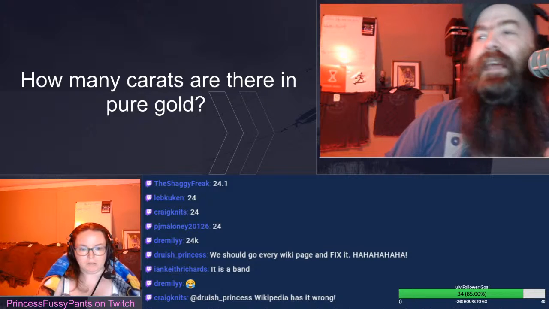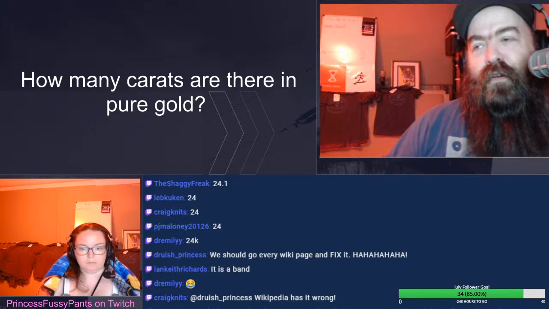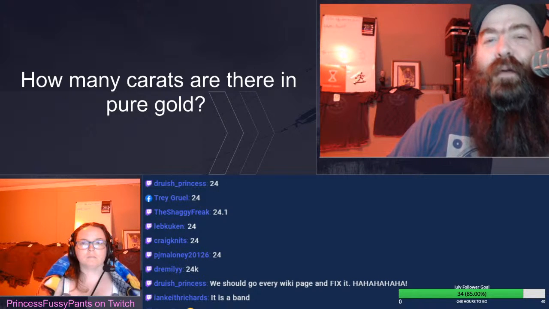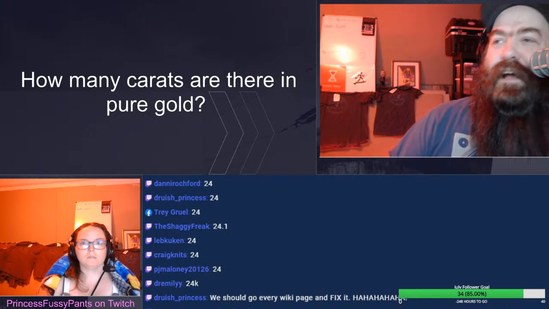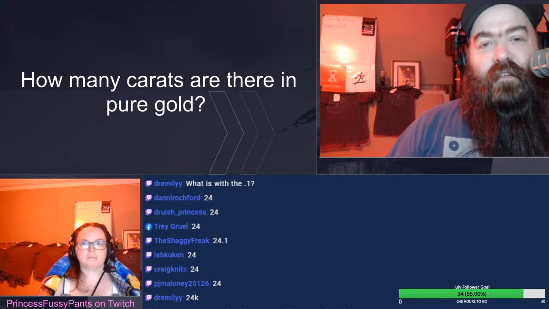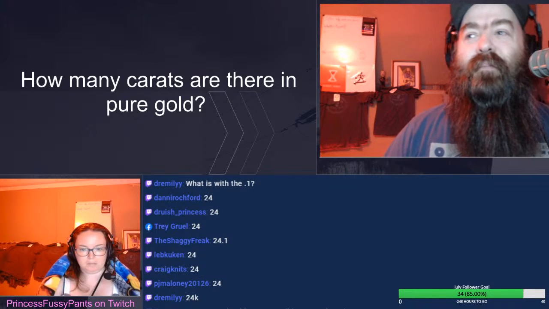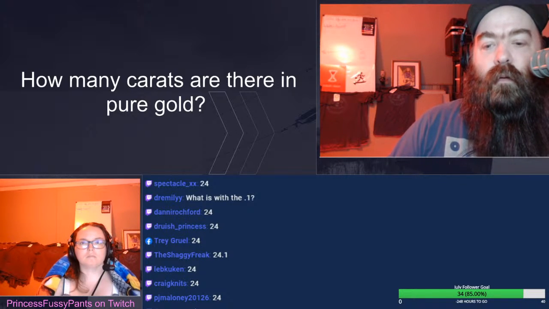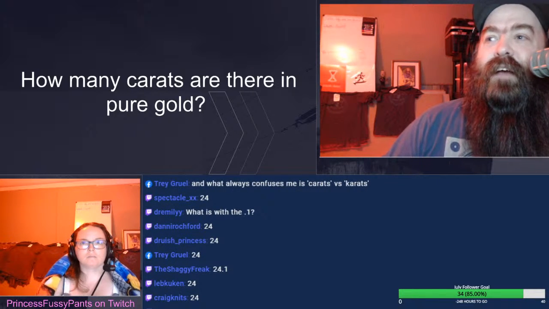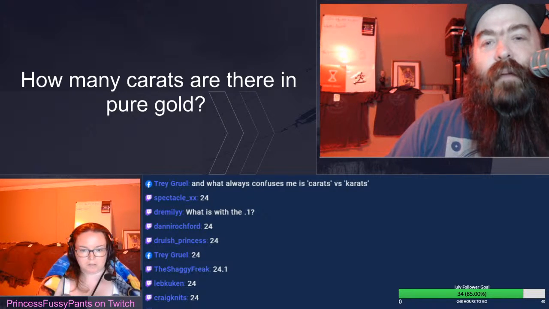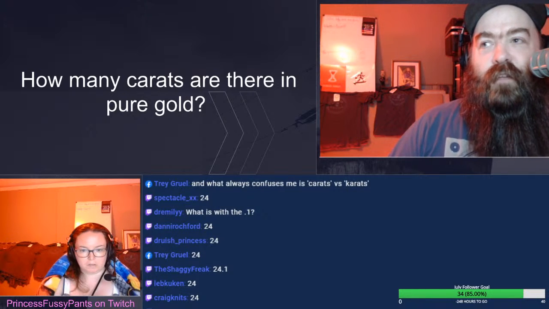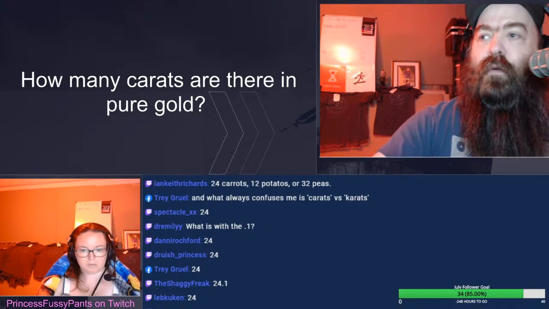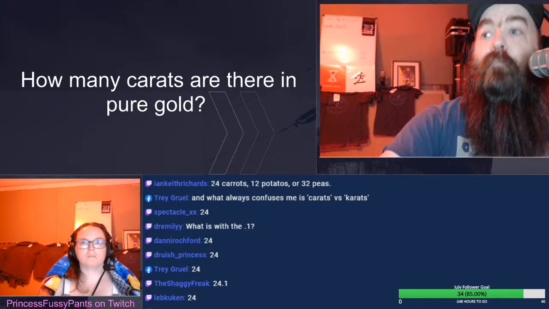This is a new Shaggy thing I've noticed. Shaggy's created a new meme. He was doing this yesterday as well, where he just puts 0.1 at the end of things. I'm not sure why. He's going to have to explain to me where that comes from. See, Emily's noticed it too. Yesterday he did it as well with 100.1. I thought that maybe that was a reference to some type of radio station. I don't know. And what always confuses me is carats versus carrots.